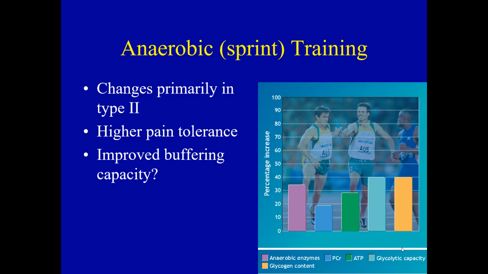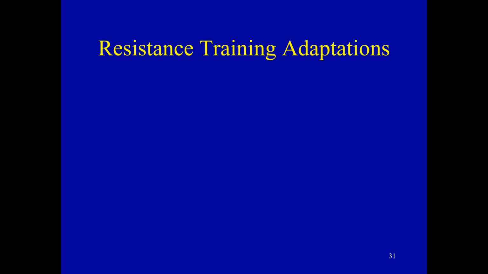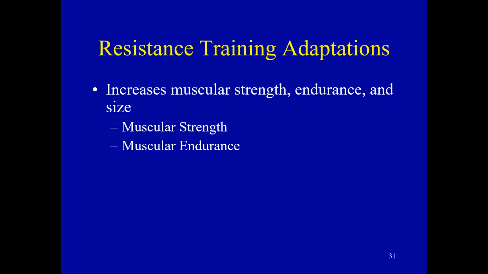And so another type of anaerobic training, which is a little bit different, is just resistance training or weightlifting. As far as resistance training goes, we'll start by saying that chronic weightlifting or resistance training leads to improvements in muscular strength, endurance, and size. So I wanted to quickly define those words. Muscular strength can be defined as the maximal force that a muscle or muscle group can produce.